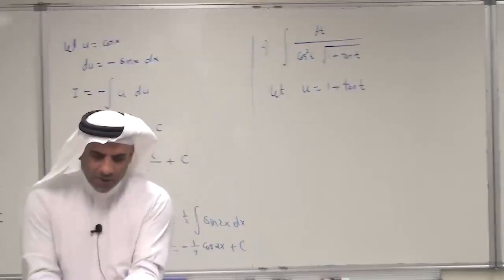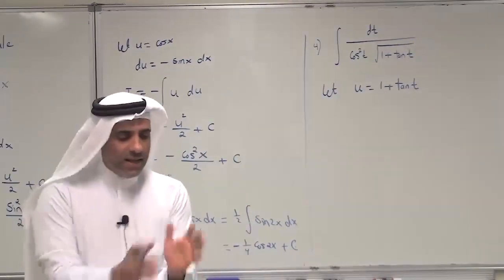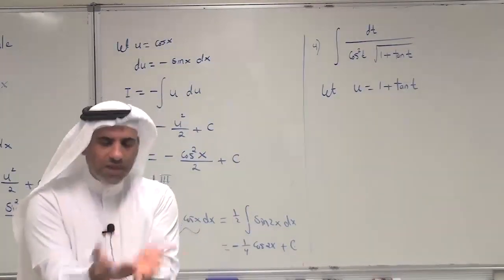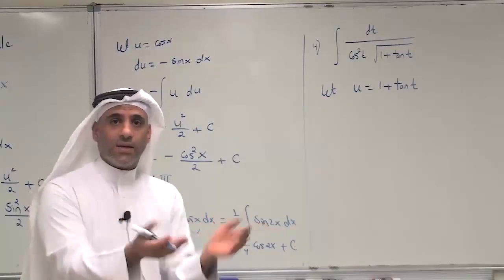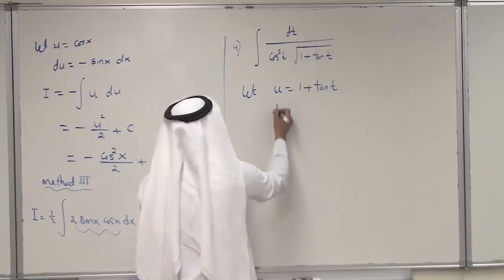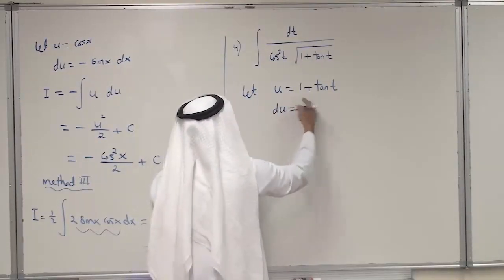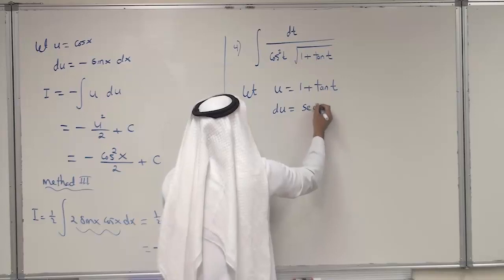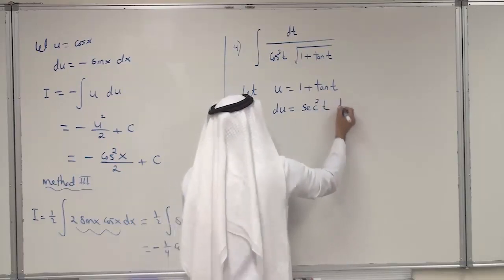You try and see what is happening in the second line. If the second line is moving smoothly, then what you have done is correct. So what should we do now? Go ahead and calculate this. du. What is du? It is the derivative of this. That is secant squared of t dt.